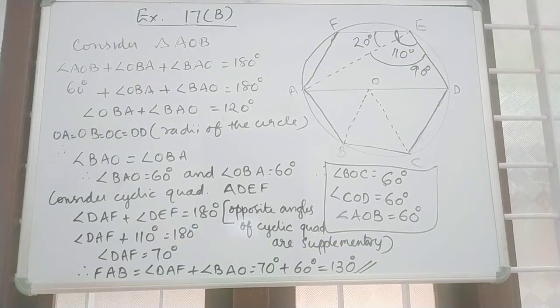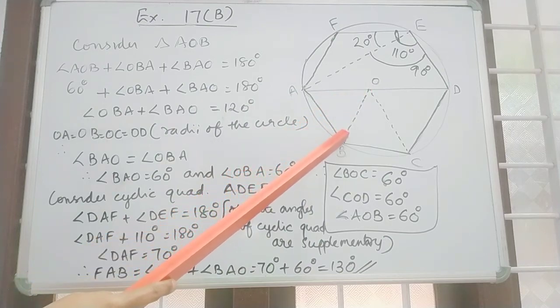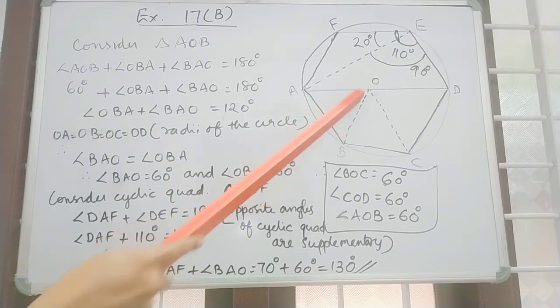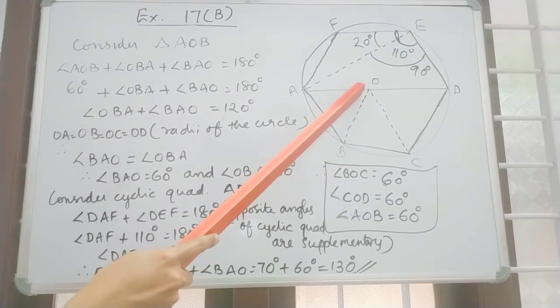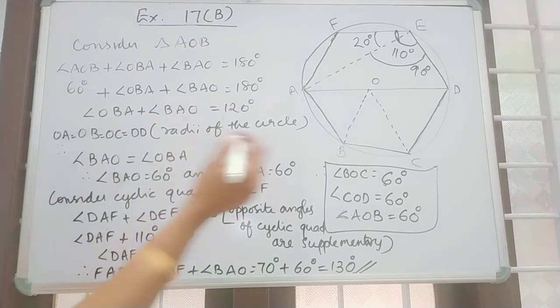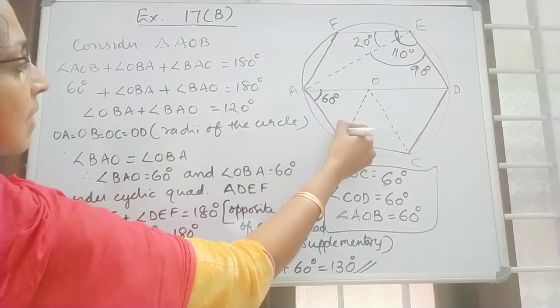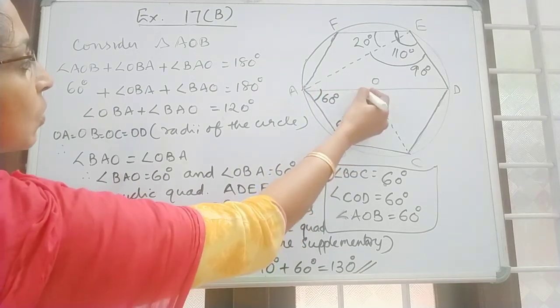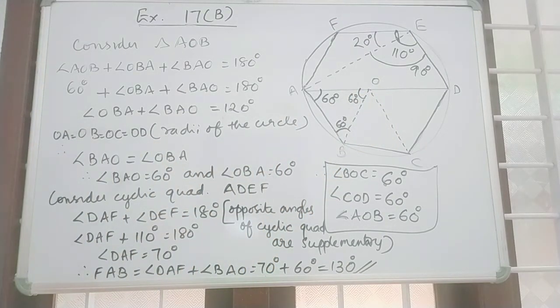These two are equal, and the total we got is 120 degrees. So these two angles are equal, which means this angle will be 60 degrees and this also will be 60 degrees. So angle BAO will be 60 degrees, and angle OBA also 60 degrees.